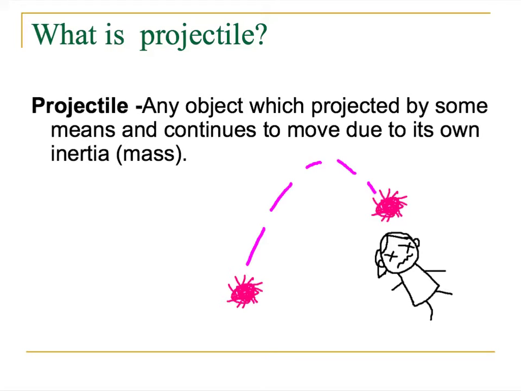A projectile is going to be any object which is projected by some means and continues to move due to its own inertia. And inertia of an object has to do with how much mass it has, and we'll talk about that more later.